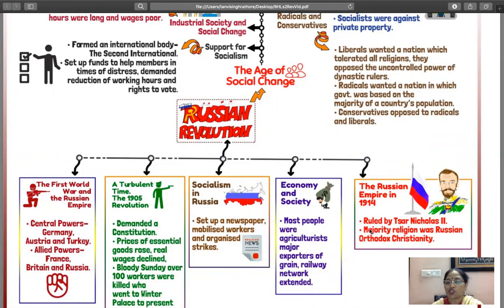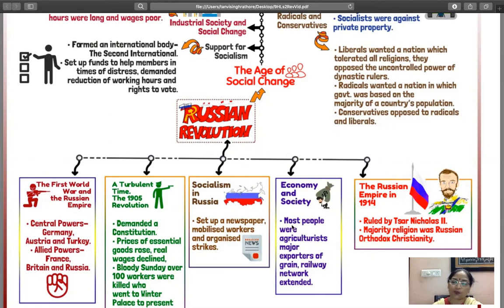And of course, the majority religion was Russian Orthodox Christianity. But there were other religions also, like the Protestants, and even the Catholics who followed the Greek church, the Greek Orthodox Church. And then there were Buddhists also. Now let us see how the economy and society were.